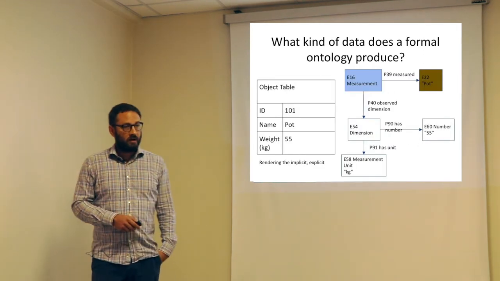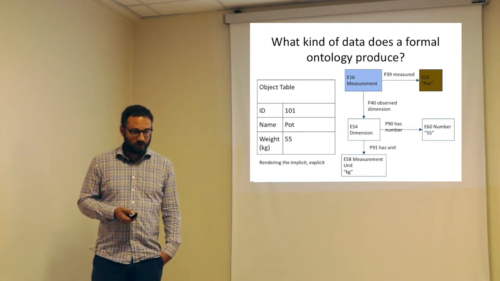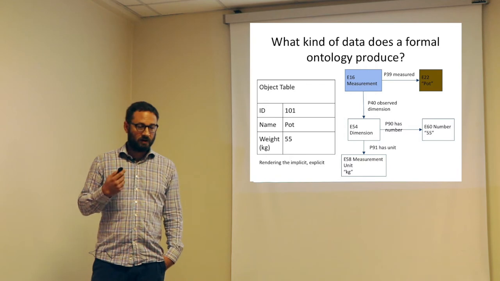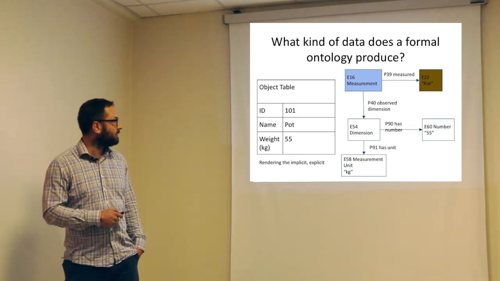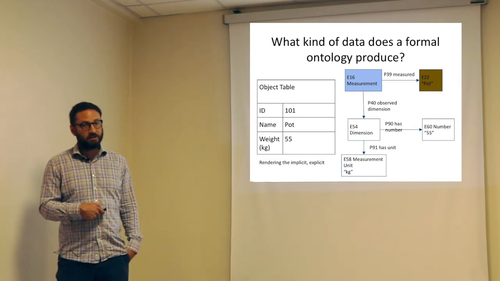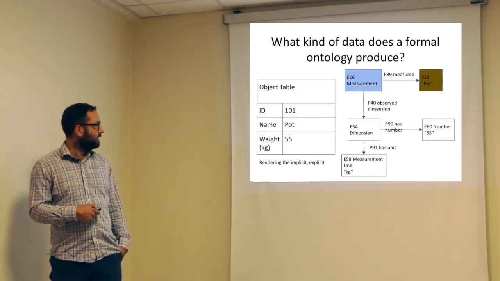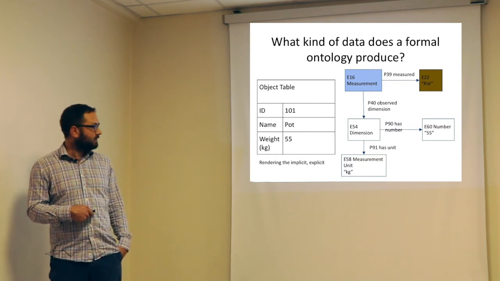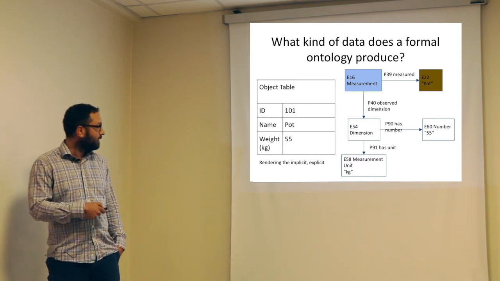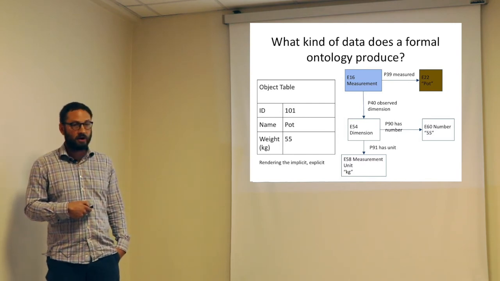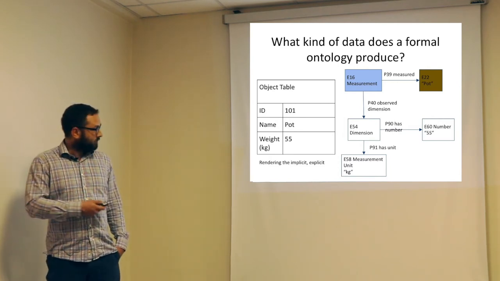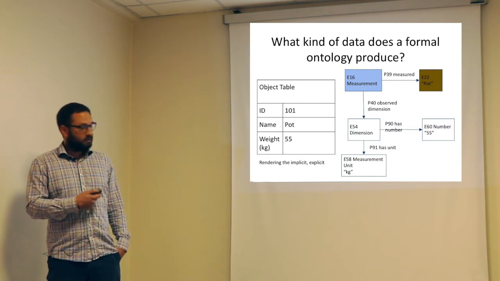Another interesting thing to emphasize about creating data with formal ontologies is that it forces you to be explicit about information in a way that you are less so with other types of schemas. This would be a traditional kind of object table you might make in research, in which you would say, well, I have a thing, and I give it an ID, I give it a name, and my research involves weighing pots. So I've weighed this pot, and it's 55 kilograms. In this form, I've perfectly well gathered some data, and it's not bad.